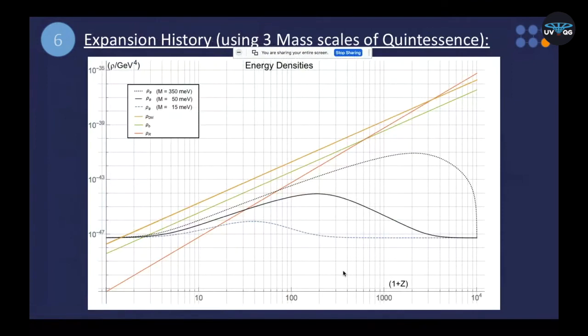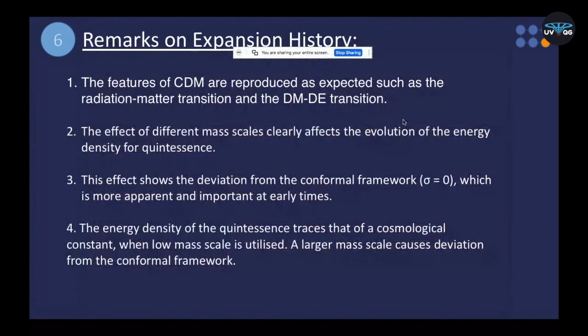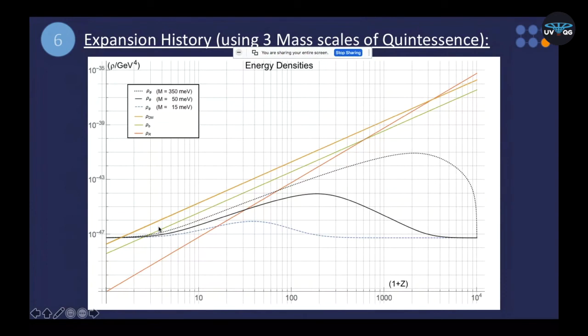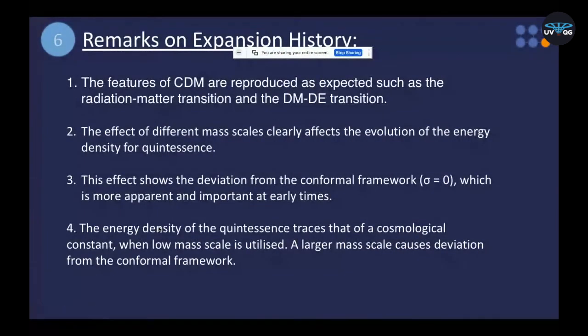Here is a plot of the energy density for the quintessence, radiation, dark matter, and baryon, which was obtained by solving the dynamical system as it evolved from a redshift of 10 to the power 4 to present, using 3 different mass scales. A few of the remarks that we find is that the features of lambda CDM, apologies, this is a typo, lambda CDM, are reproduced as expected, such as the radiation matter transition and the dark matter dark energy transition.